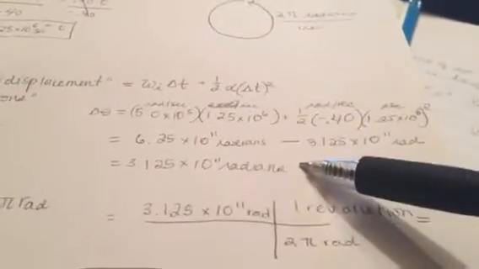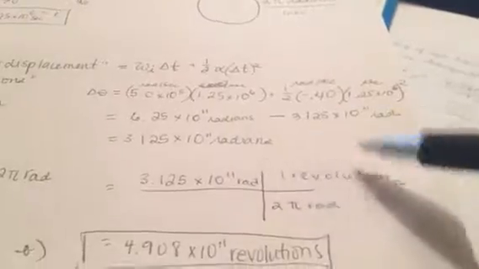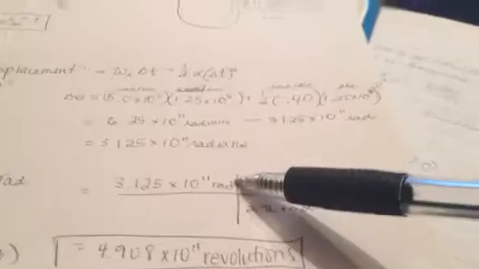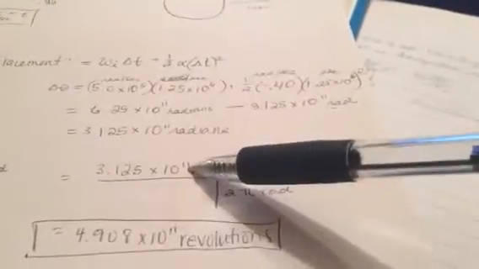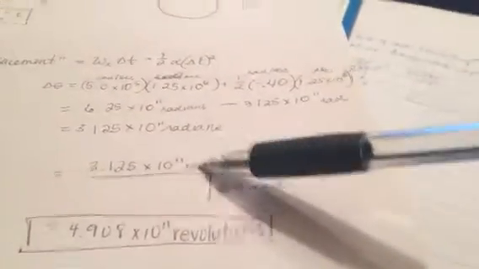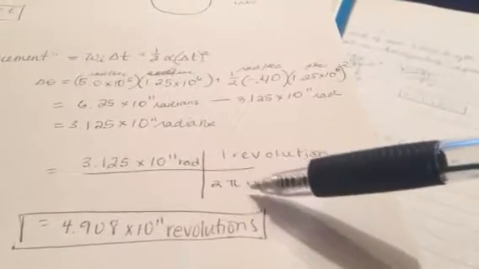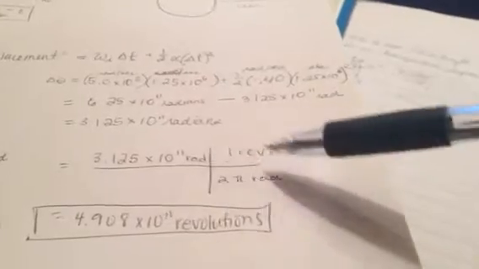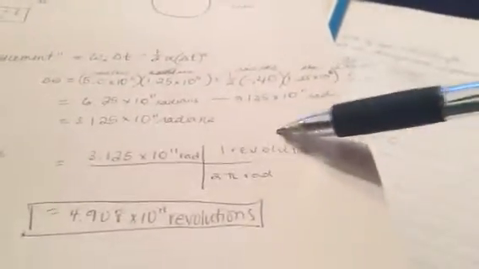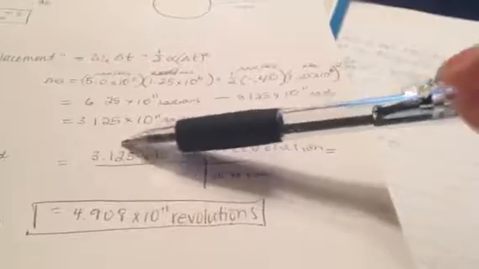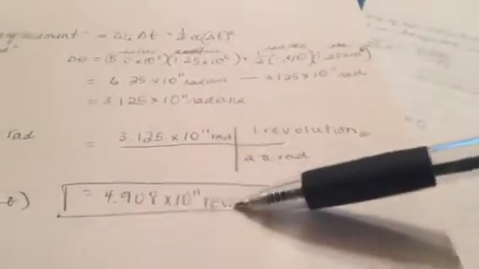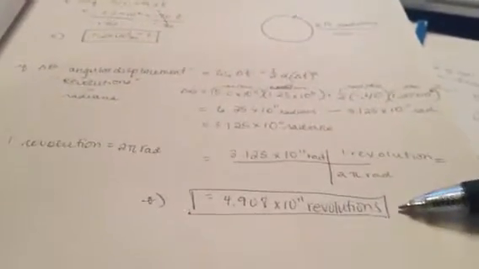In order to convert that radians into revolutions, we can use dimensional analysis, and we multiply the number of radians that we just found by 1 revolution over 2 pi radians. The radians cancel out, and that leaves you with revolutions. If you just multiply and divide, you get 4.908 times 10 to the 11th revolutions. And if you got that, we're on the same track.